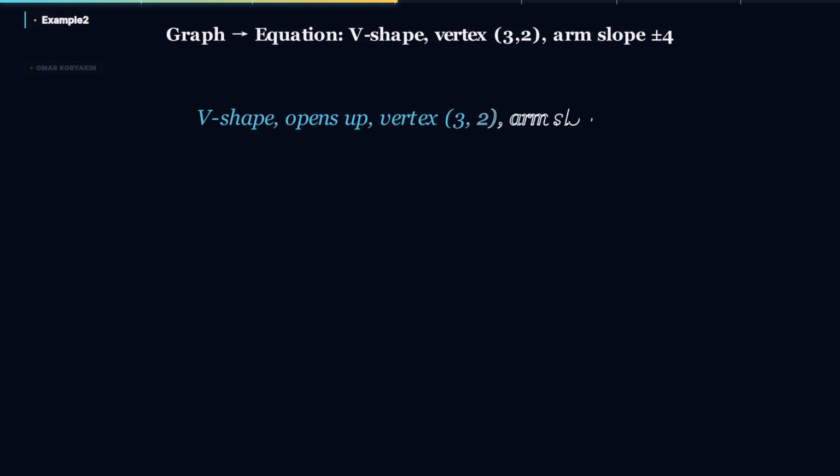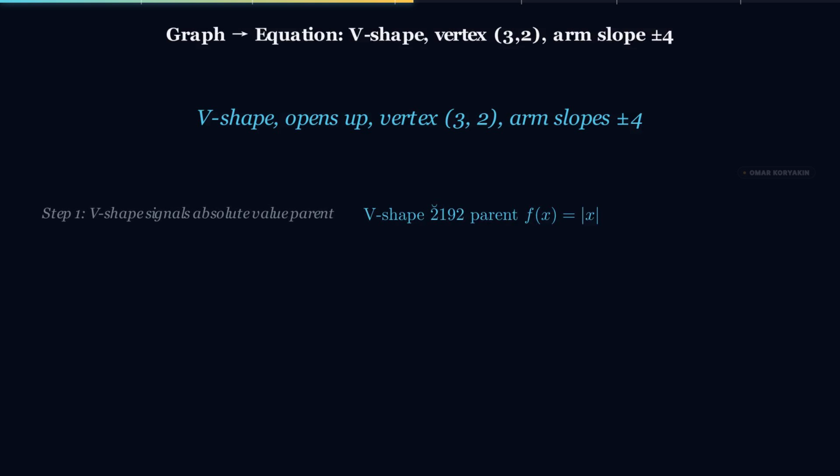Here is the second worked example. Given a graph that looks like a V-shape opening upward with vertex at the point 3, 2 and arm slopes plus and minus 4, write the equation of the function in transformation form starting from the parent absolute value function f of x equals absolute value of x.